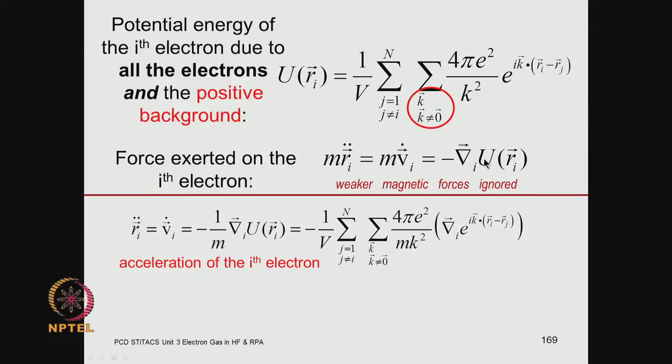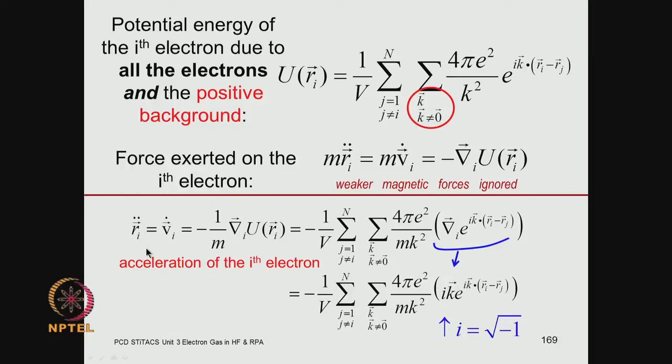Now what is dependent on r? Because gradient will take space derivatives with respect to the coordinates r_i, and the only thing that depends on r_i is sitting over here. Okay? The 4 pi e square over m k square does not respond to the gradient operator. So you have got the gradient operator which I have written in a bracket along with the term where it really matters. So this is the acceleration of the ith electron. So this is still a classical model, and today I am going to discuss the classical model, and then tomorrow we will get into the quantum model.